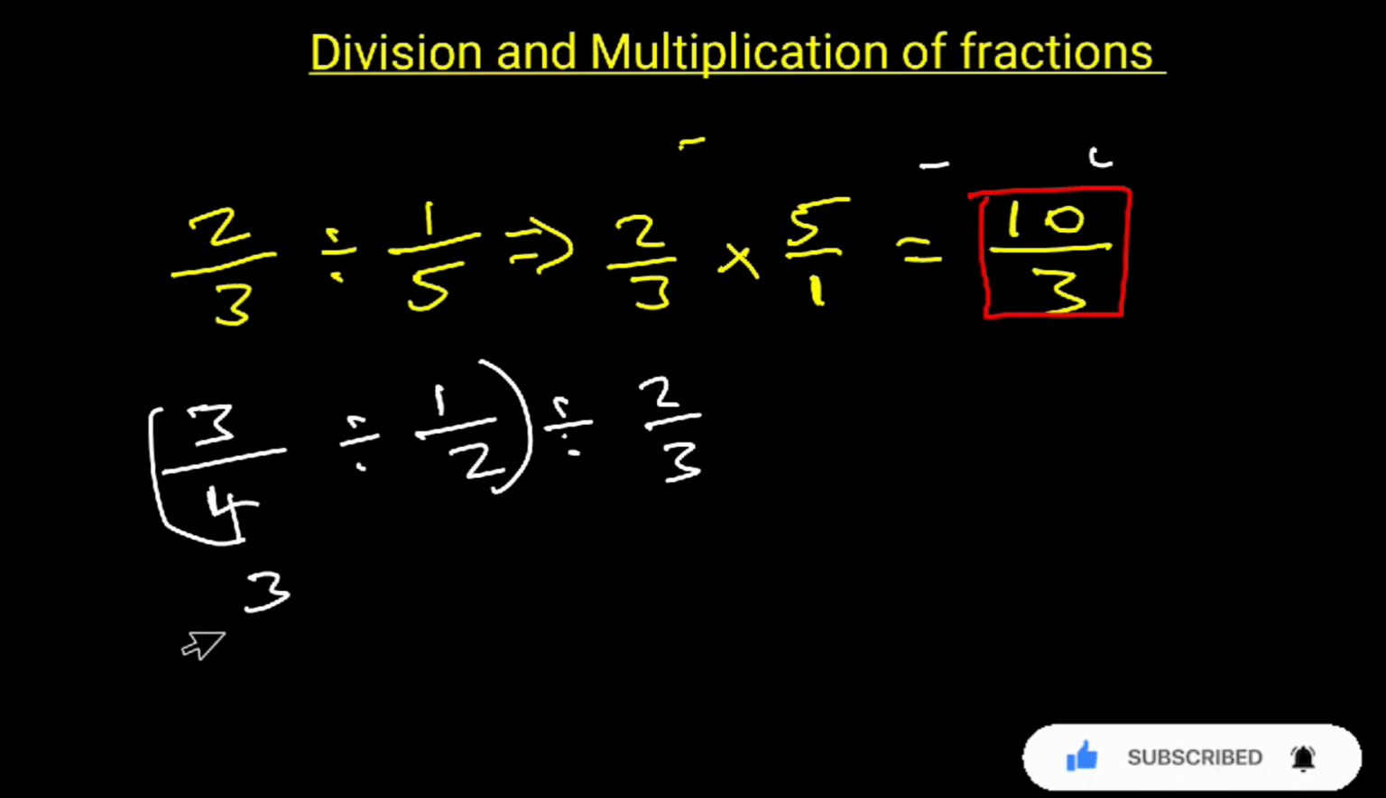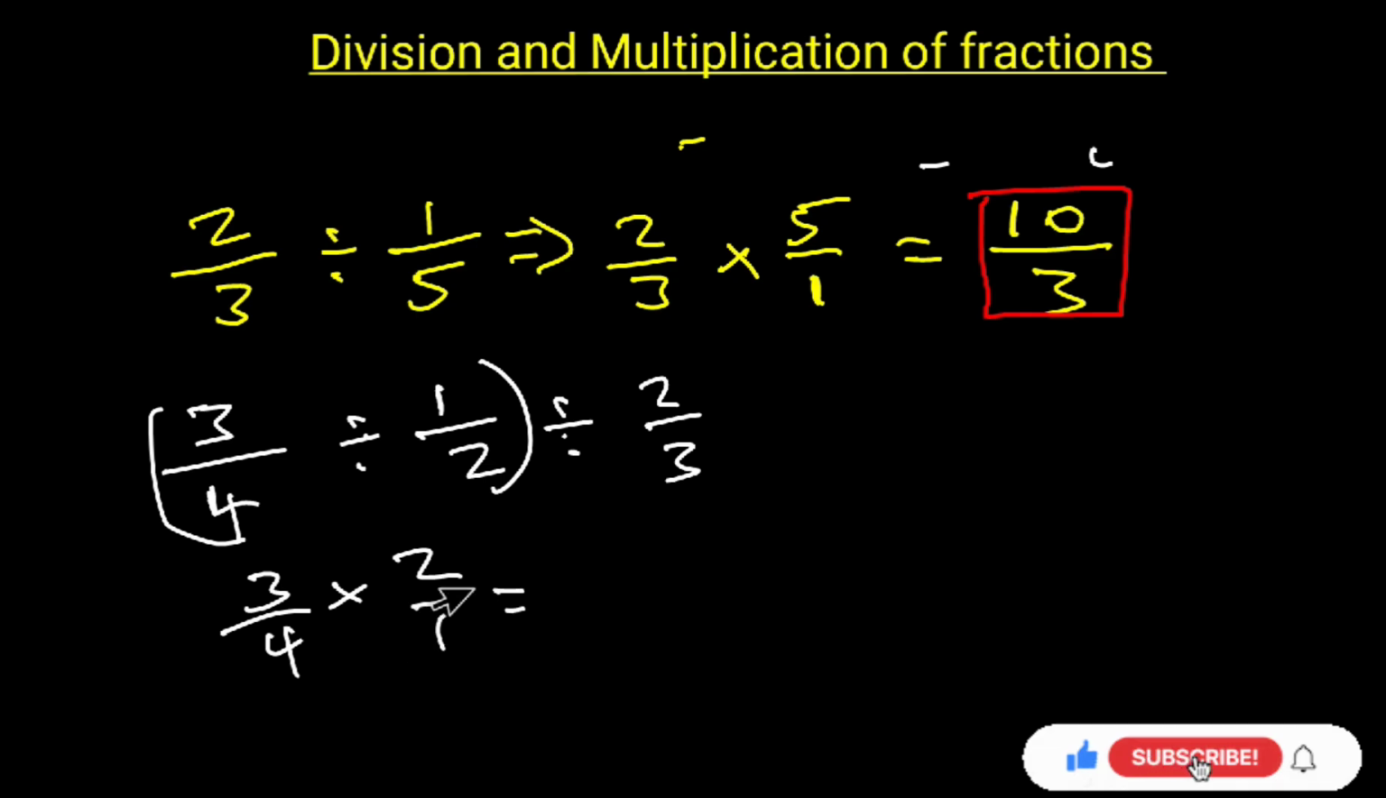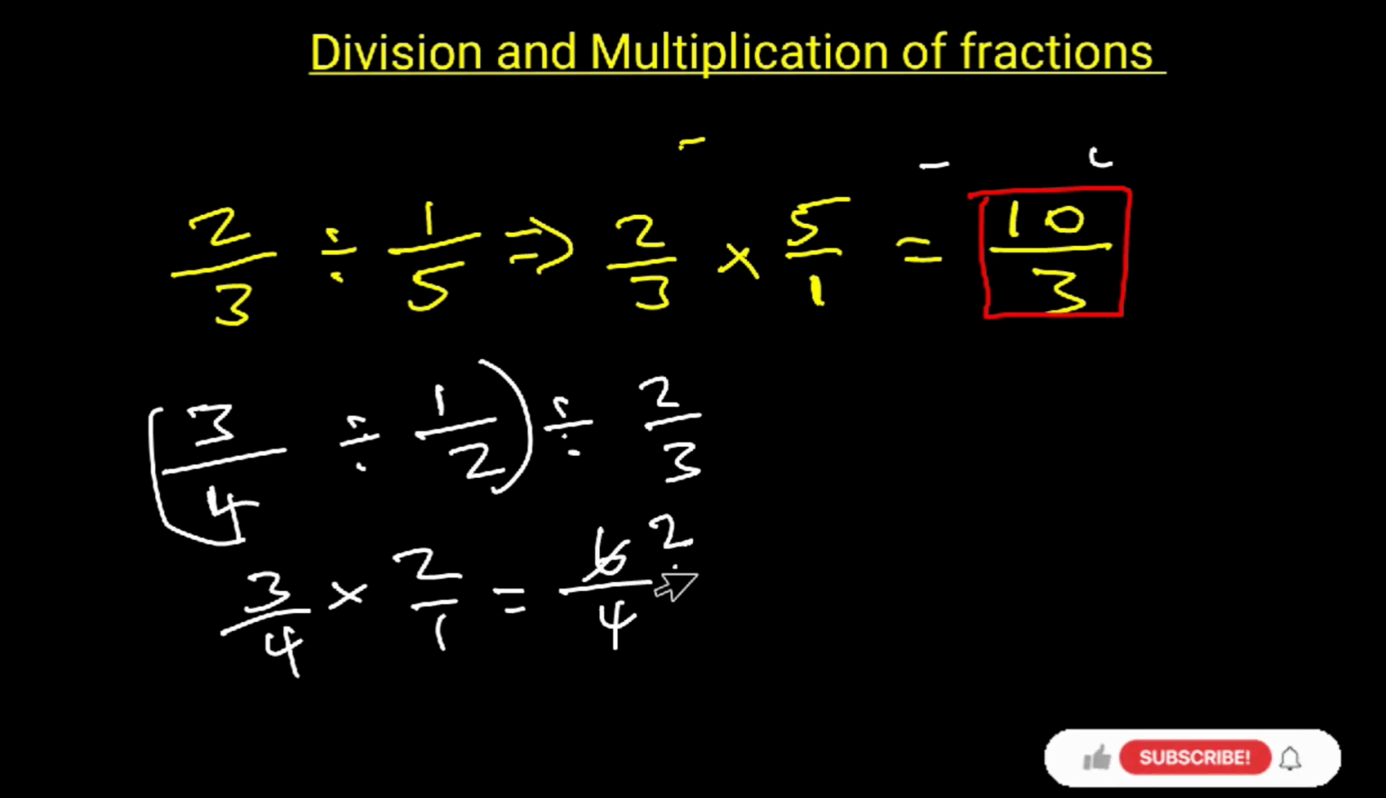So we have 3 over 4. Then to change this division to multiplication, we're going to reverse this fraction. It's going to be 2 over 1. So we are going to have 2 times 3 is 6 over 4. So in its simplest form, 6 divided by 2 is 3, and then 4 divided by 2 is 2. So this is 3 over 2.